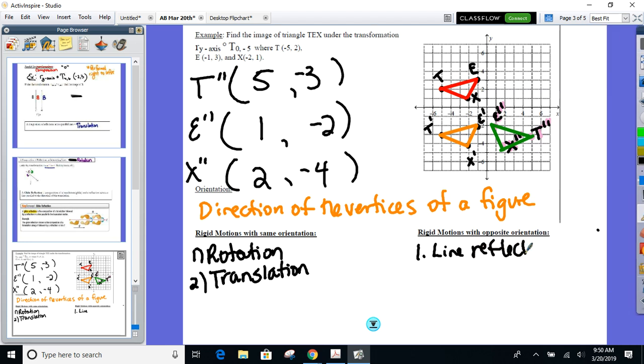Can we reflect over something else other than a line? And the answer is yes. We can. We haven't gotten to it yet till next week, but that's number three over here, is you can also reflect through a point, and that will not change the orientation, as you'll see next week. I still got an empty one, don't I? Well, I won't put dilation there. Dilation's not even going to come up. It's not even a rigid motion.